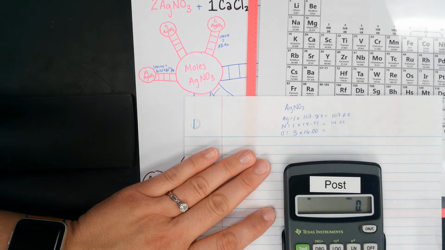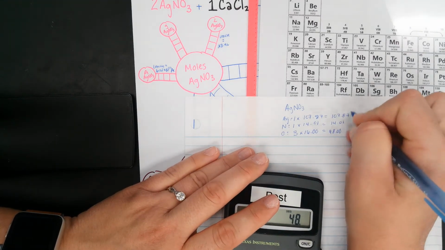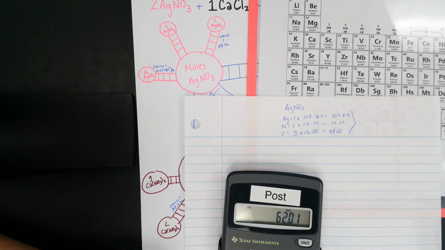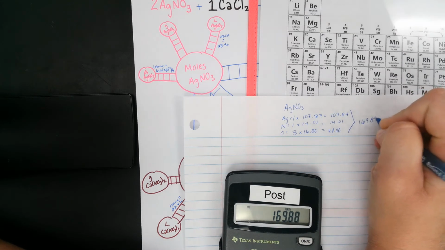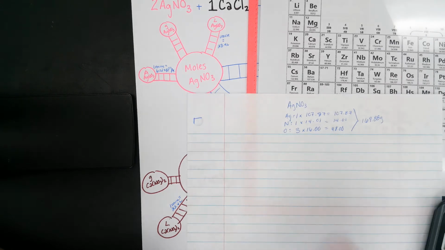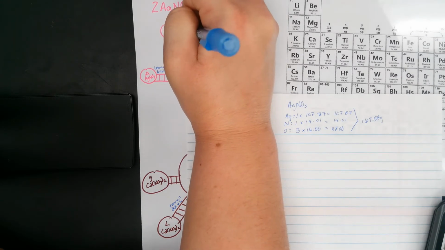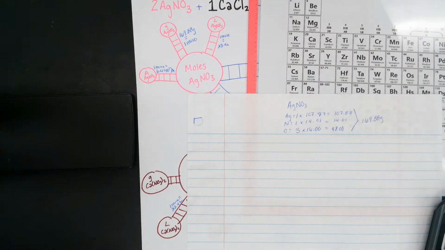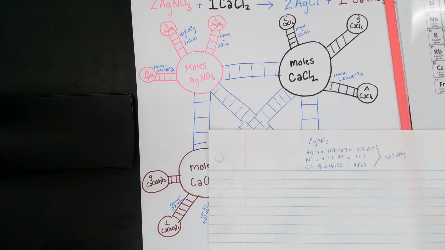Pull out our handy calculator. 16 times 3, get 48. Add it all up, 48 plus 14.01 plus the mass of silver. We get the molar mass of this is 169.88 grams. I'm going to go ahead and write that down as well, just in case we need it. And again, that's equal to 1 mole. Awesome. I'll go ahead and write the other ones in as well, just so that we have them.